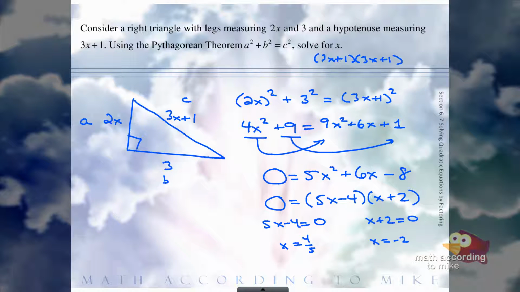But since x is part of the length of a triangle, if we put negative 2 back into our triangle, we would have negative lengths. So negative 2 is rejected. It's extraneous. 4/5 is fine. It's not the prettiest number, but that's okay. 4/5 satisfies the length of the triangle and also satisfies a squared plus b squared equals c squared.